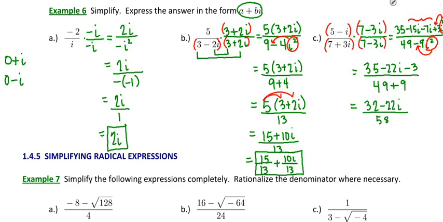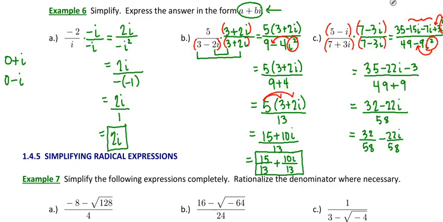Okay, that's pretty good, but remember, we always have to express it in standard form. So we need to keep the real part separate from the imaginary part. As we did on the previous example, we'll split this into two fractions. Each term in the numerator gets placed over that denominator. And then we can reduce. The common factor between 32 and 58 is 4.